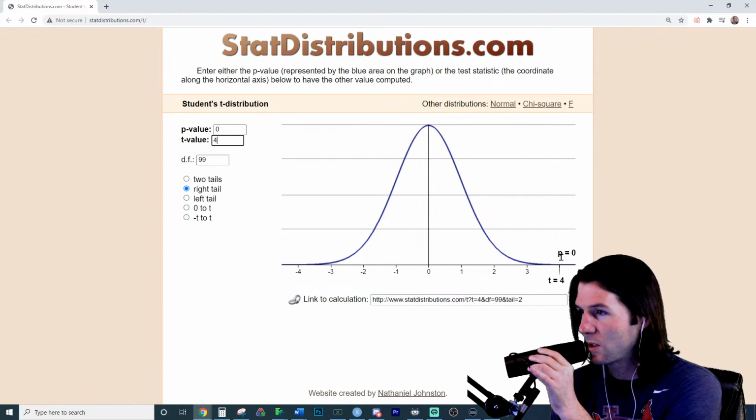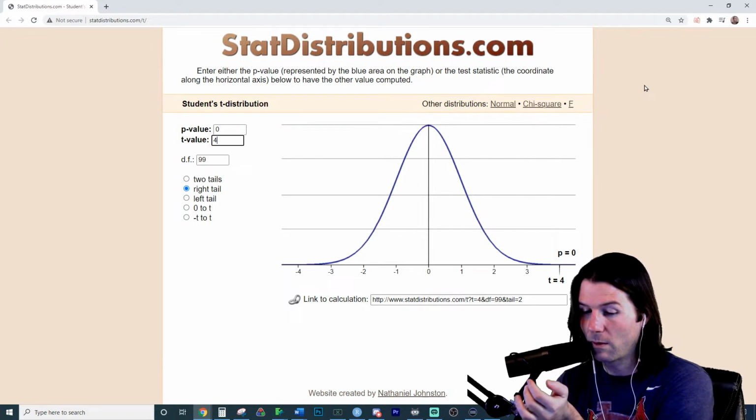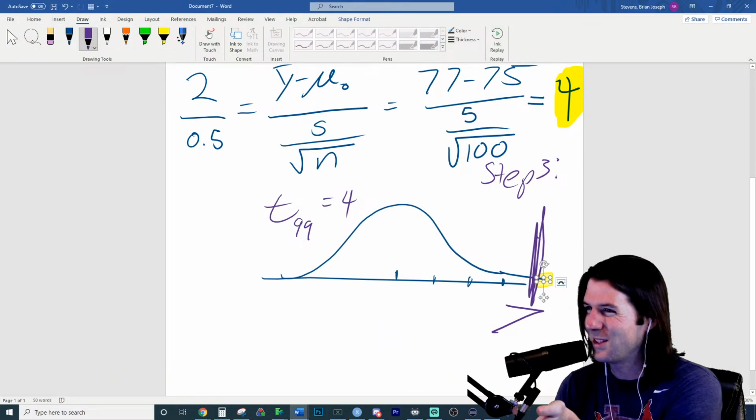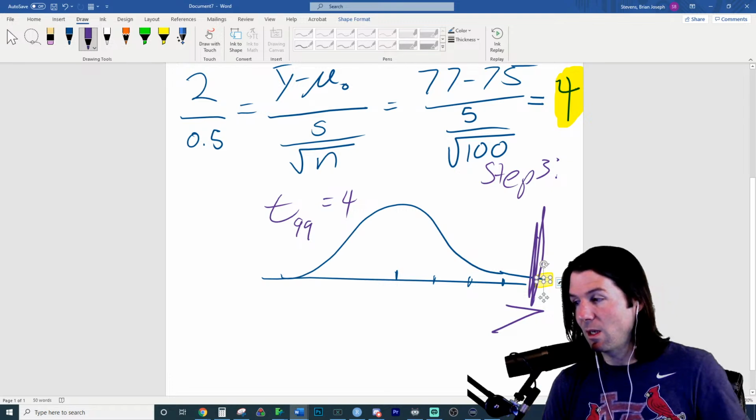This is where we landed. Here's the area to the right of it. And the area to the right of it is basically 0. And that's what I'm drawing out right here. I did a drawing of it and it's very, very small, which means step 4.